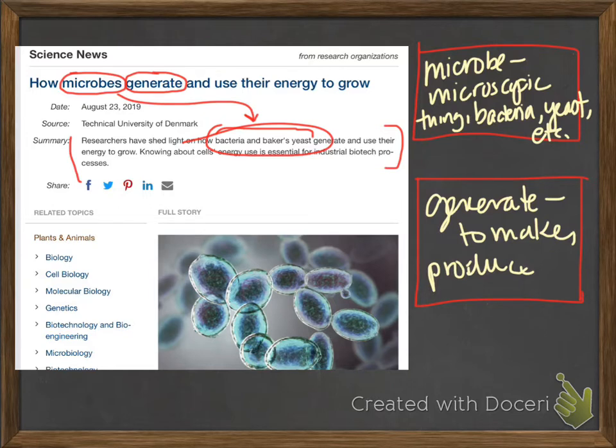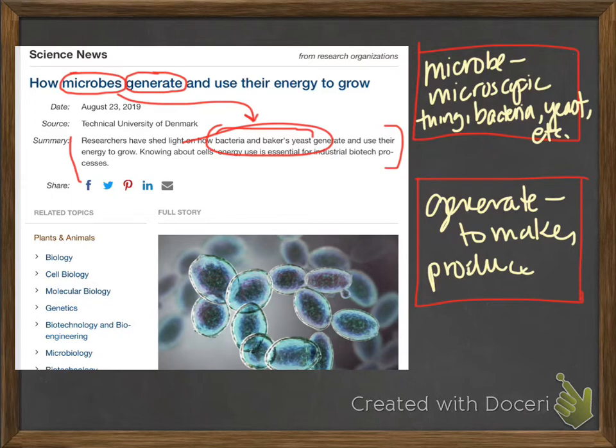So now I'm going to look at that sentence one more time. How tiny little things like bacteria and yeast make and use their energy to grow. Hey, I understand what that means. Cool. Doesn't have to be fancy language. It has to be language that you can understand.